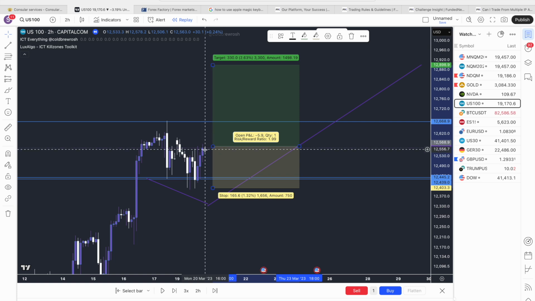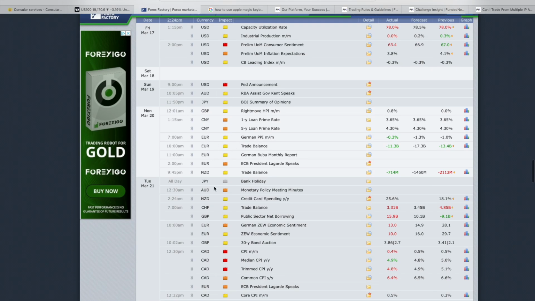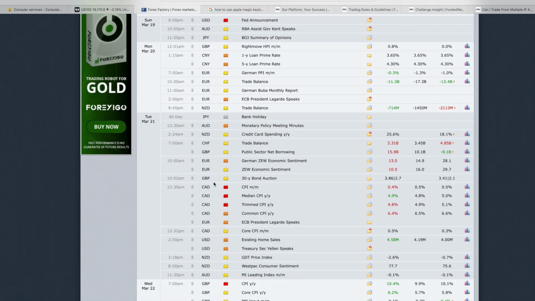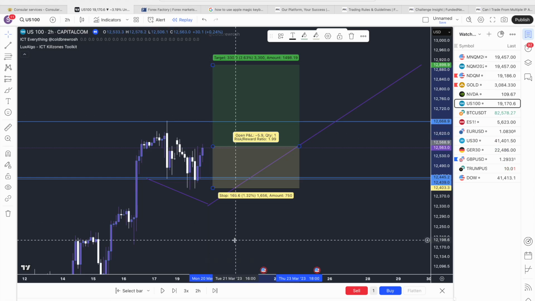So essentially we are entering at 2 p.m. New York time on a Monday. Okay, so yeah, there isn't any news. And the next day is also fine, so let's see how it goes.